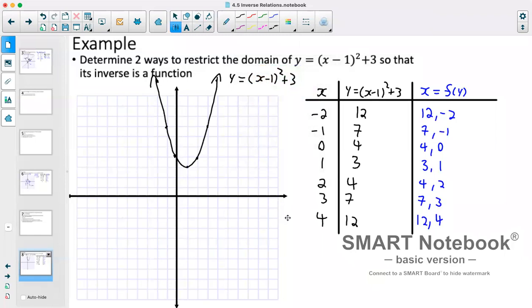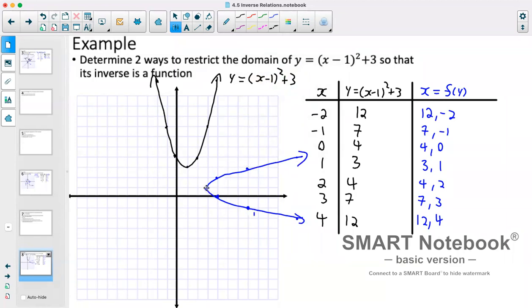So at 12, we're at -2. 7, we're at -1. 4, we're at 0. 3, we're at 1. 4, we're at 2. 7, we're at 3. And then 12, we're at 4. So our inverse function is going to look something like this. So this does not pass a vertical line test.